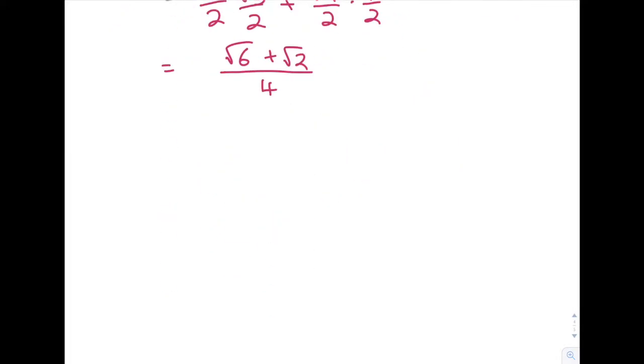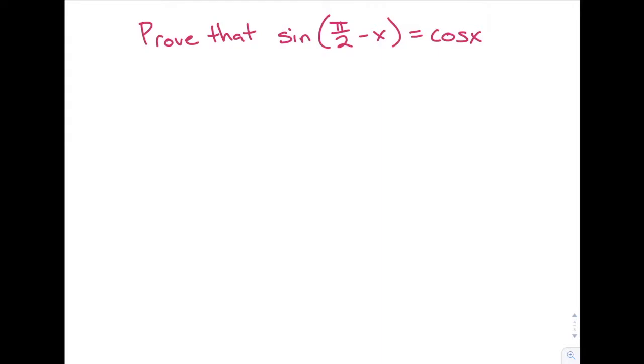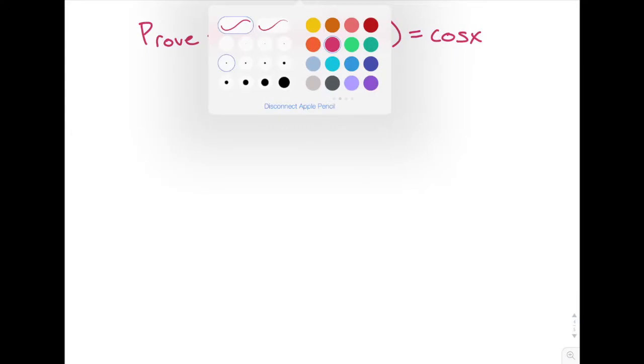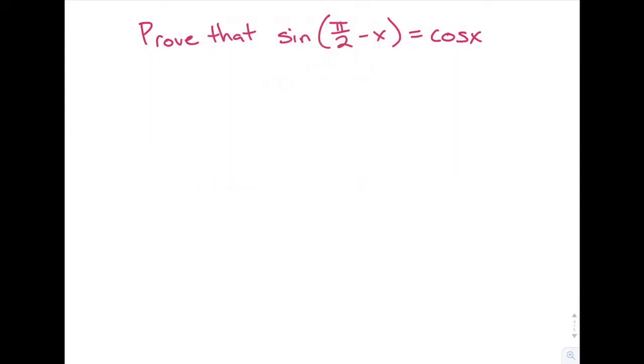Okay, another example. Prove that sine of pi over 2 minus x equals cosine x. This one uses the sine subtraction formula, so first we should write that out. Remember, for the subtraction formula for sine, we have sine of x minus y, and that equals the sine of the first angle and the cosine of the second angle, minus the cosine of the first angle and the sine of the second. So sine x cosine y minus cosine x sine y.